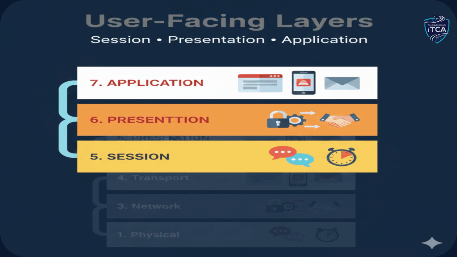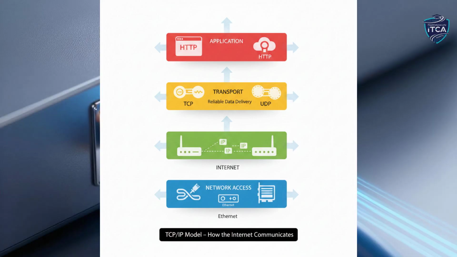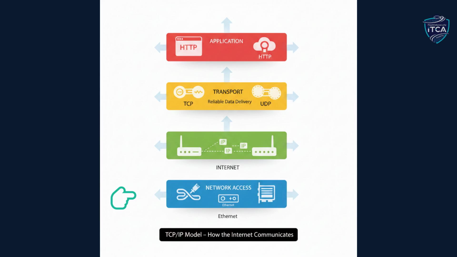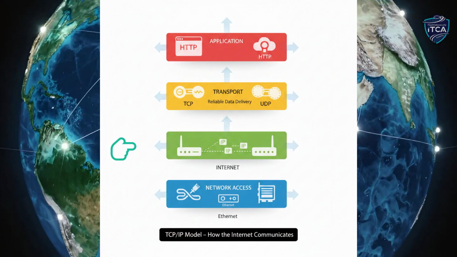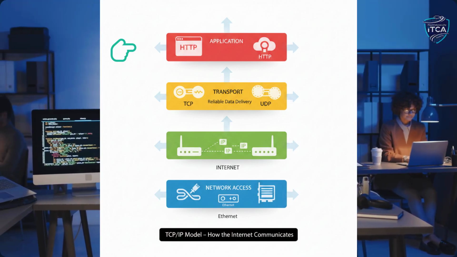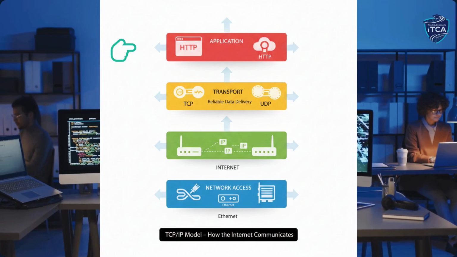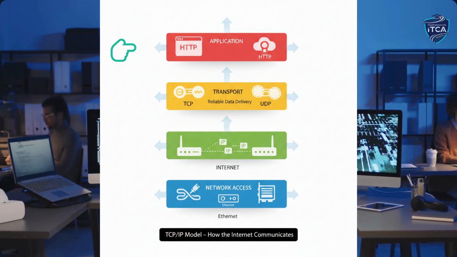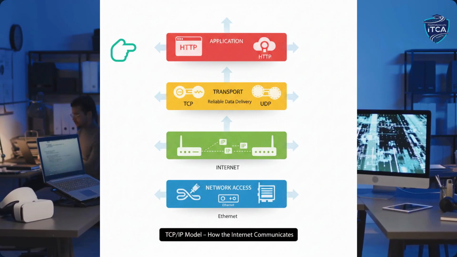In real-world networking, we commonly use the TCP/IP model, which simplifies the OSI model into fewer, more practical layers. The network access layer handles physical transmission. The internet layer handles routing and IP addressing. The transport layer manages reliable delivery. And the application layer supports user-facing services like web browsing and email. Most cybersecurity tools analyze and protect traffic at these layers, which is why understanding TCP/IP is essential.